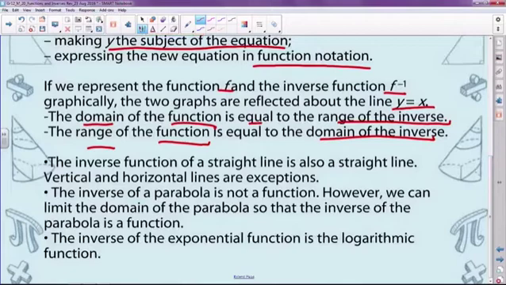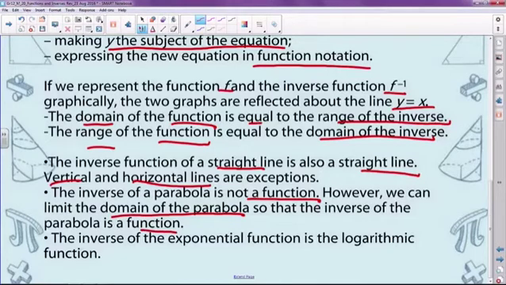Okay? The inverse function of a straight line graph will also be a straight line, except in the case of vertical and horizontal lines. The inverse of a parabola is not a function. However, we can limit the domain of the parabola so that the inverse of the parabola is a function.